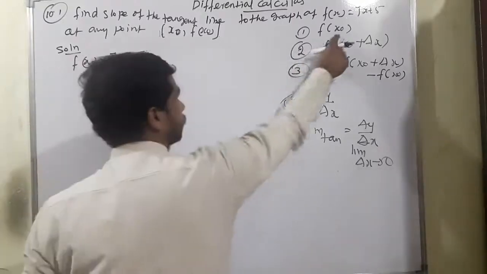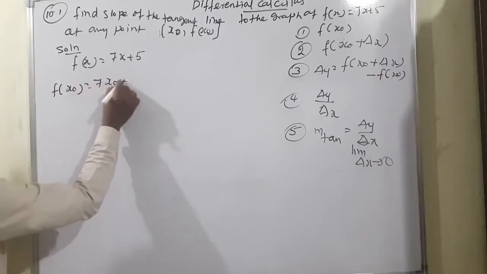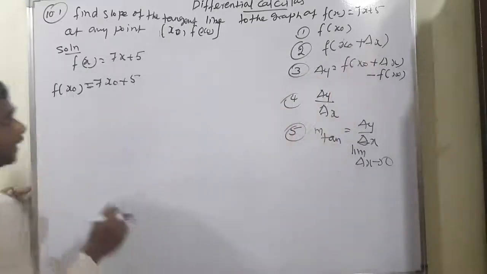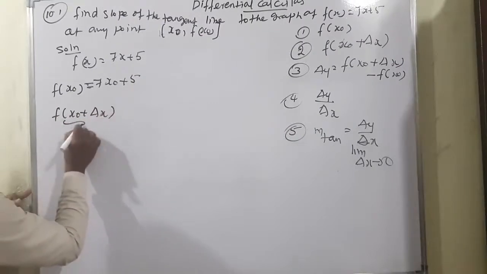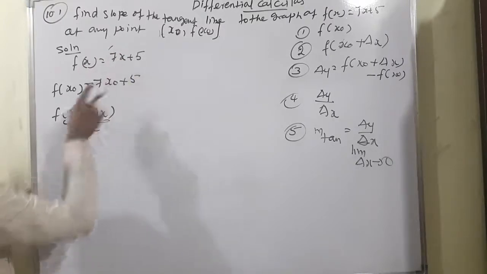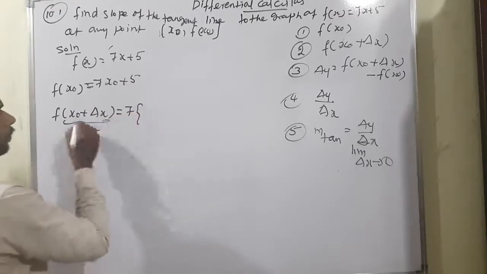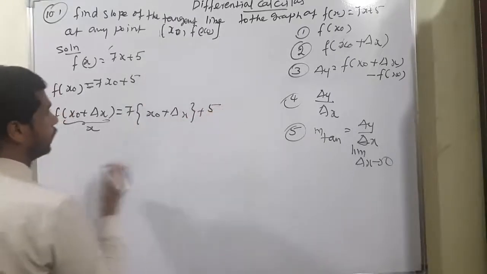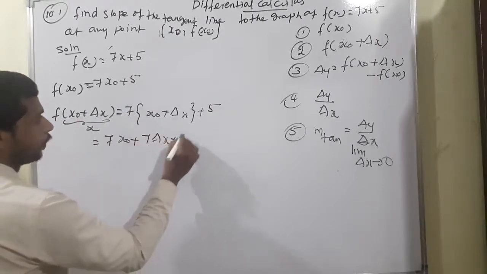First, the first step, f of x naught. Therefore f of x naught is equal to 7 x naught plus 5. Next condition, f of x naught plus some change of the x value, so f of x naught plus del x. This whole term is considered for x, where f of x is 7x, so instead of x we apply x naught plus del x. So 7 of x naught plus del x, then plus the remaining constant. If you remove the bracket, it means 7 x naught plus 7 del x plus 5.